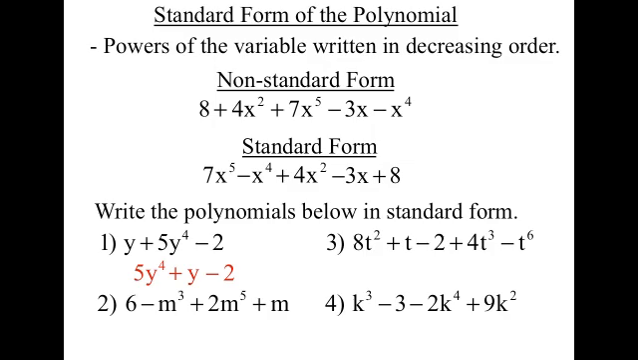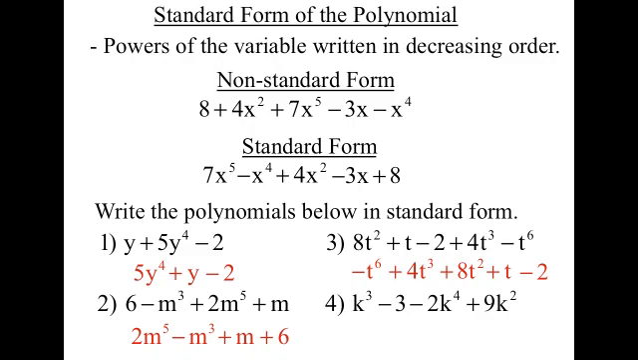Hit the space bar and put the recording on pause. Now check your work. 2m to the 5th minus m to the 3rd plus m plus 6. Number 3, negative t to the 6th plus 4t to the 3rd plus 8t squared plus t minus 2.